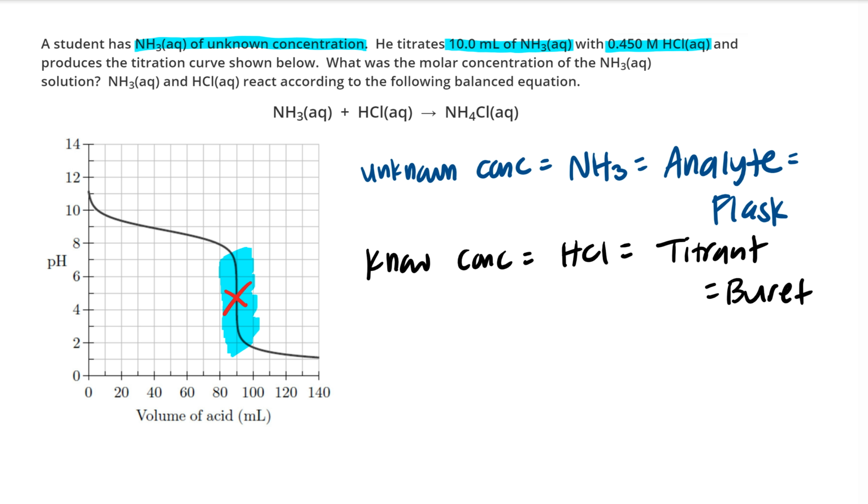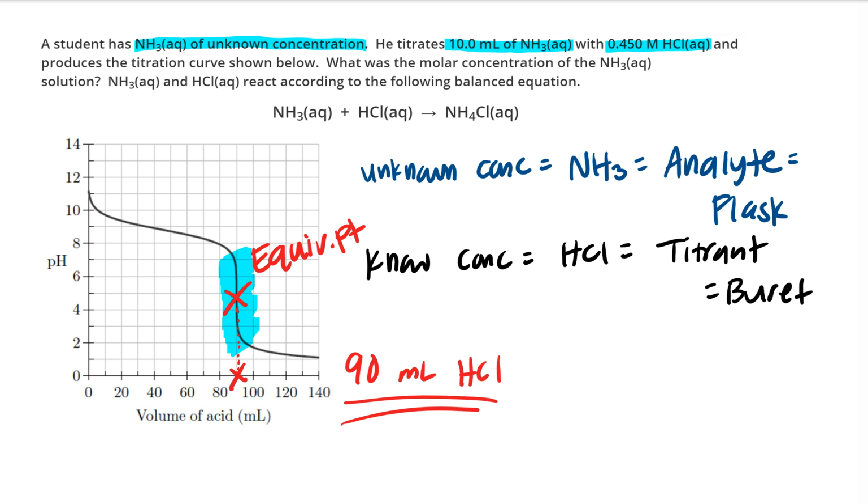That vertical line is going to contain the point called the equivalence point. That is where the acid and base have completely reacted with each other. You have added just enough titrant to completely react with all the analyte that was present. In other words, they're present in stoichiometric ratios with one another. You want to read the volume needed to reach the equivalence point. For us, it is 90 milliliters of HCl. So this is the key information from the graph.